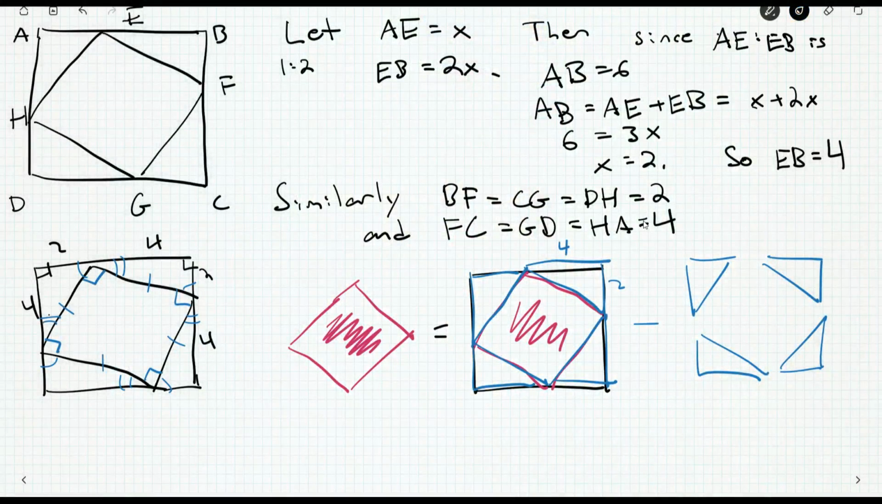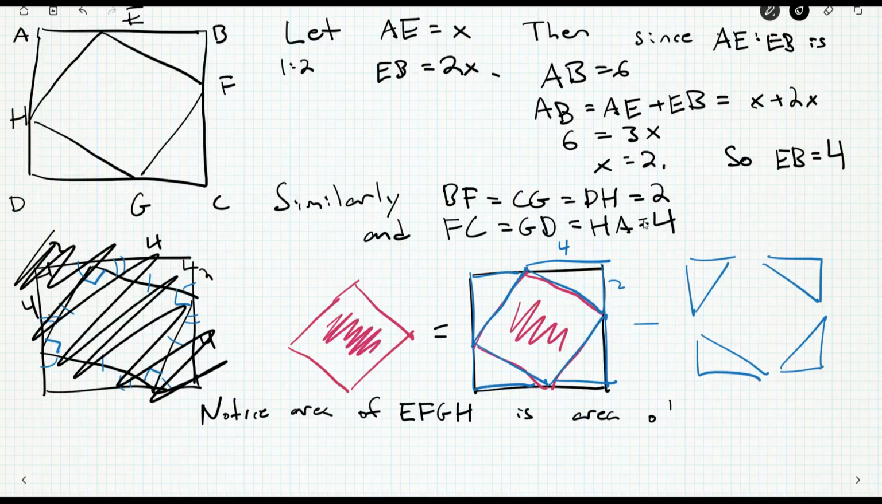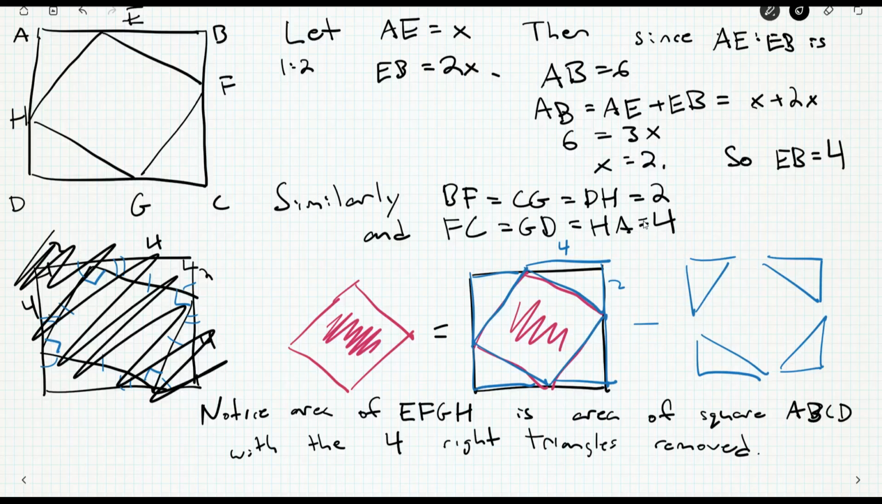So we have to justify it. I'd say the picture's okay. Explain the picture a little bit more. Again, we're going to ignore this stuff. That was another way to do it. But I might say something like, notice area of EFGH is area of, and I might remind them that it's square ABCD, with the four right angle triangles removed. Okay, picture's great. Explain it a little bit. I mean, that's one sentence, not a whole lot to do.